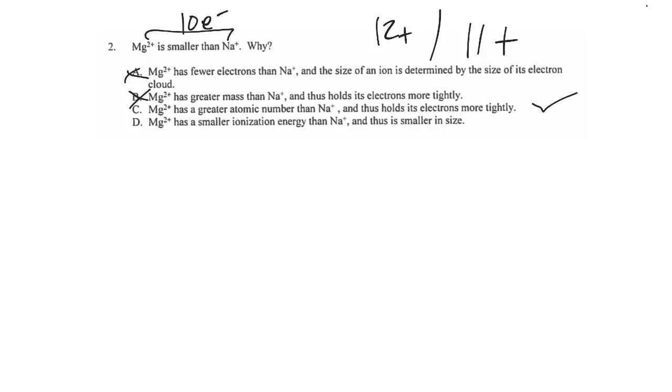D, magnesium has a smaller ionization energy than sodium. That is actually not true. Magnesium would actually have a greater ionization energy, so D is just categorically not true. So the only explanation that's true and correctly explains the trend would be statement C.